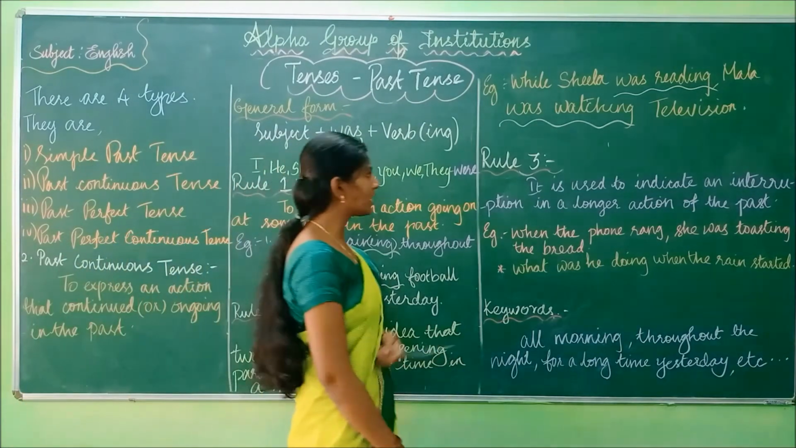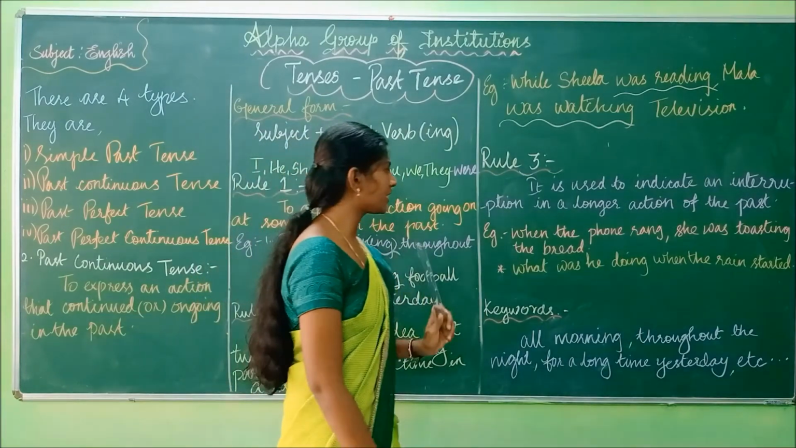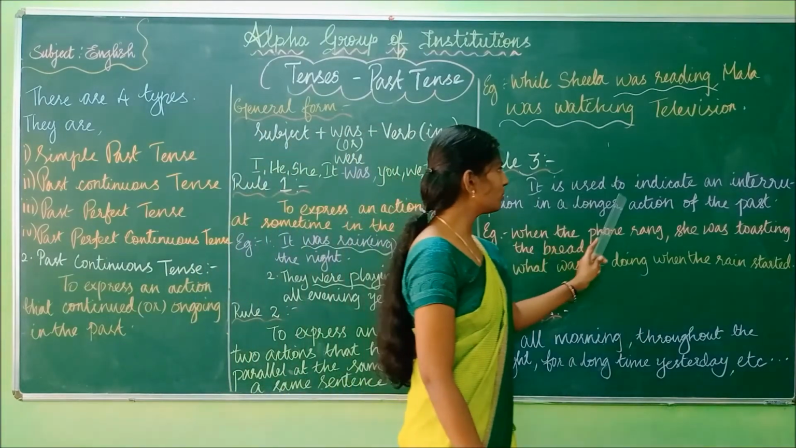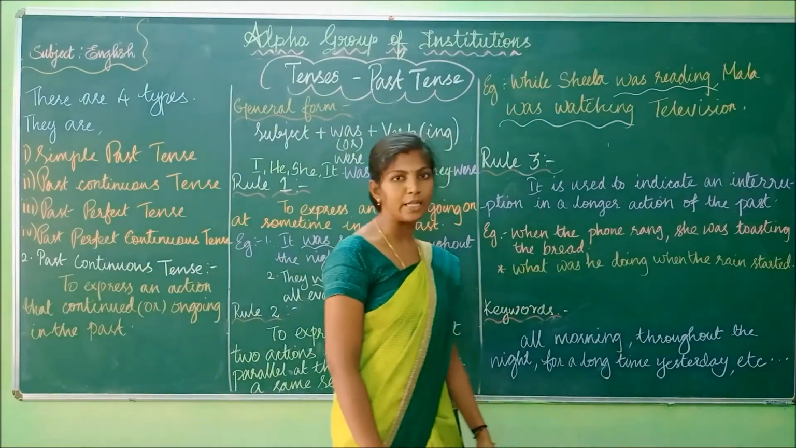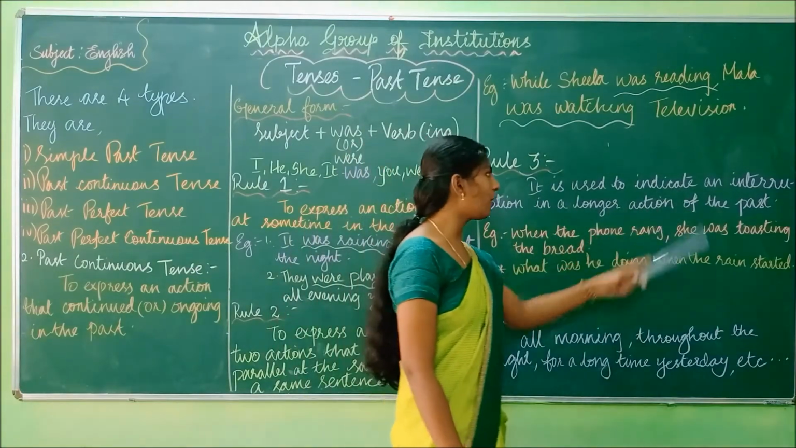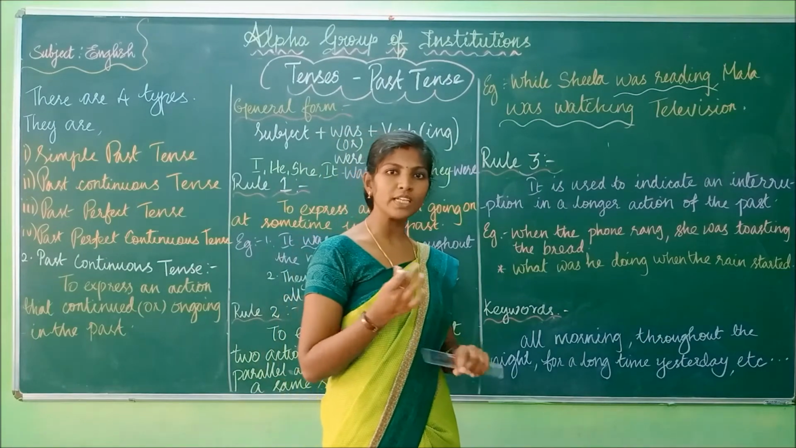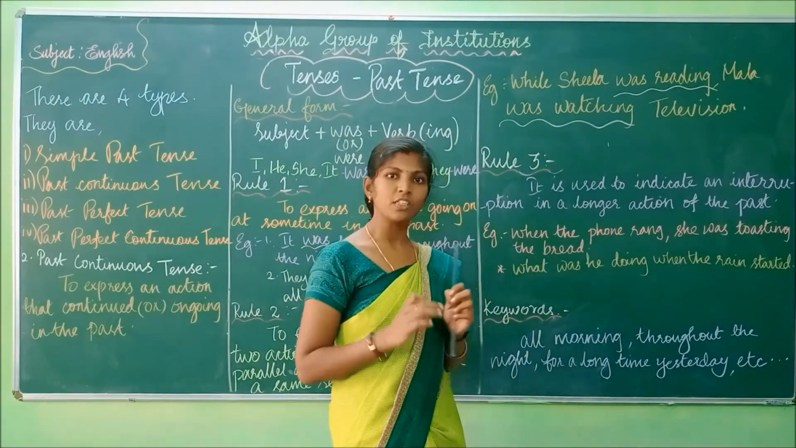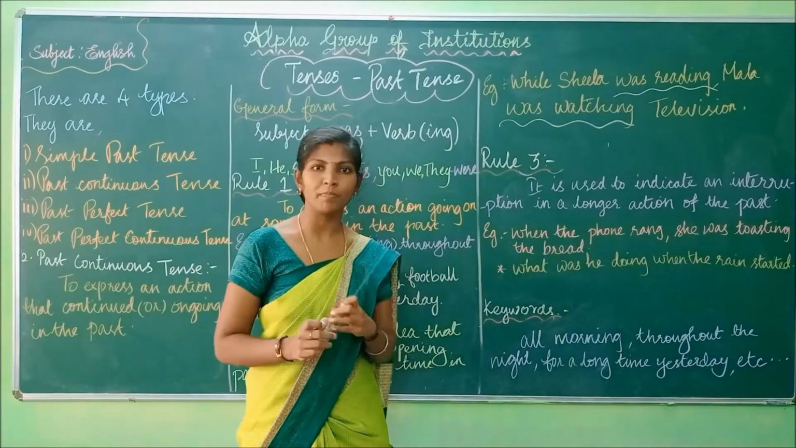Okay children, so we'll move on with rule number 3. What is rule number 3? It is used to indicate an interruption in a longer action in the past. Interruption. What is interruption? So when something is happening in between. So as a disturbance or interrupting something. So why do you interrupt me when I speak?